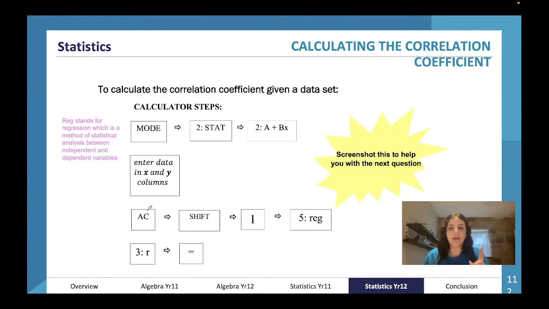Okay, this is the bit we're going to take a minute on to get you guys very much understanding this. To calculate the correlation coefficient given a data set, first things first, screenshot this, but I'm going to show you how to do it on your calculator. Okay, I know it's a bit hard to see, but follow these steps. Number one, hit on. Blank screen on your calculator.